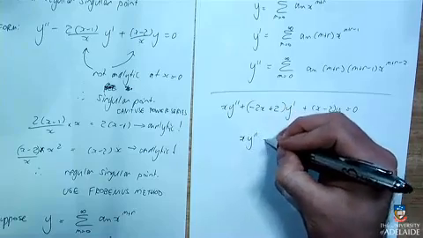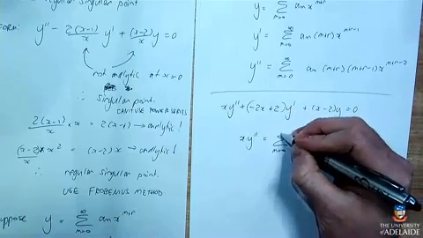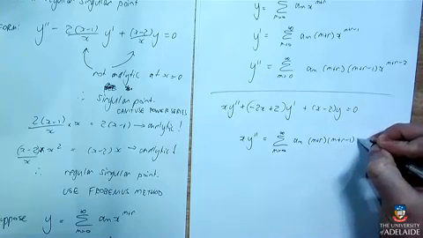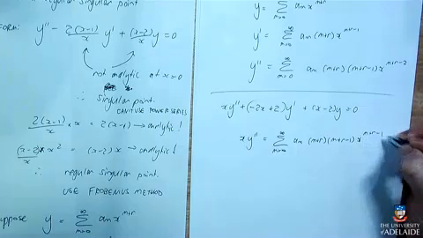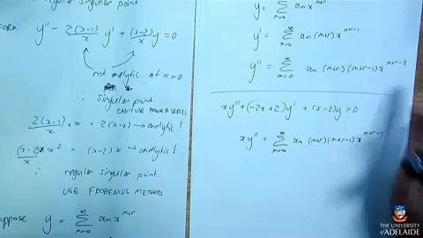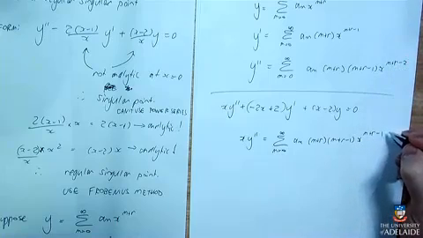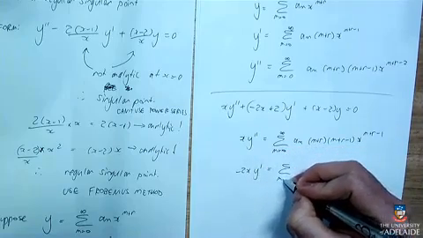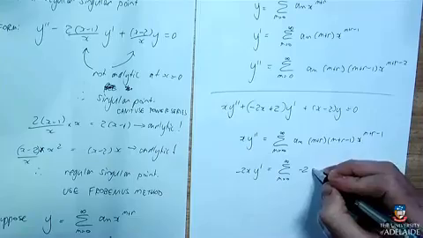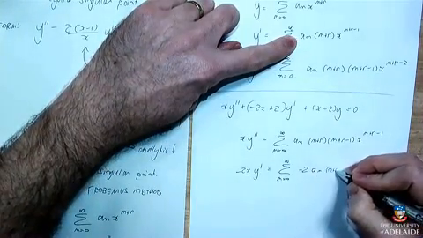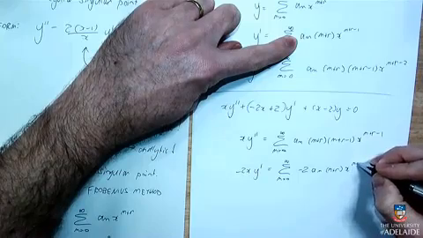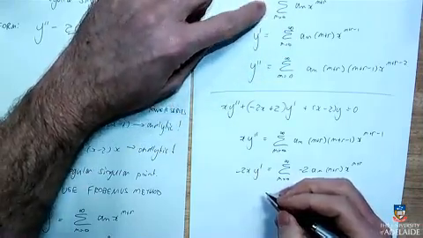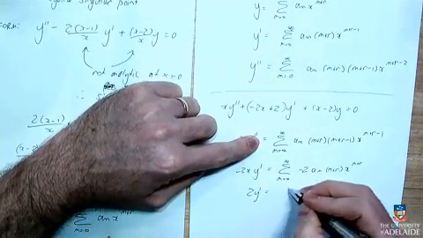x times y double dashed, and then the power of x will go up by 1. It was minus 2, and now it's minus 1. Now let's see, minus 2x times y dashed. So minus 2a_m (m plus r) x to the m plus r, but it goes up by 1 because I multiplied by x. And plus 2 times y dashed is this.